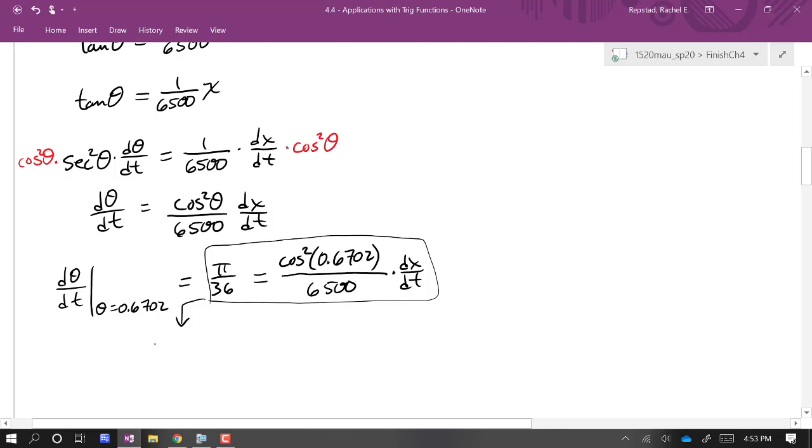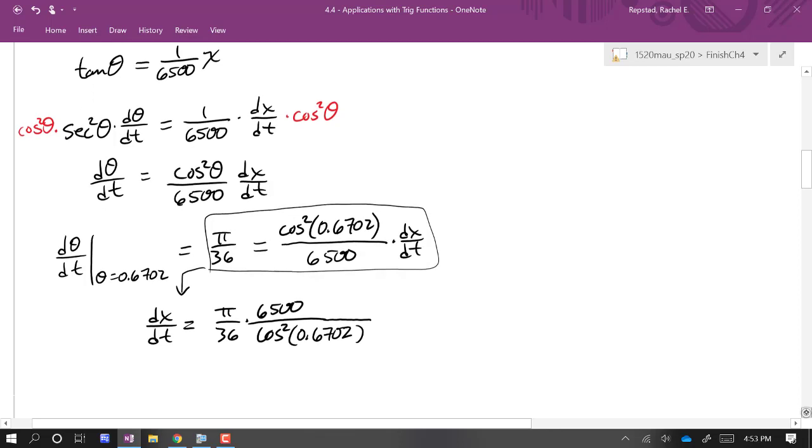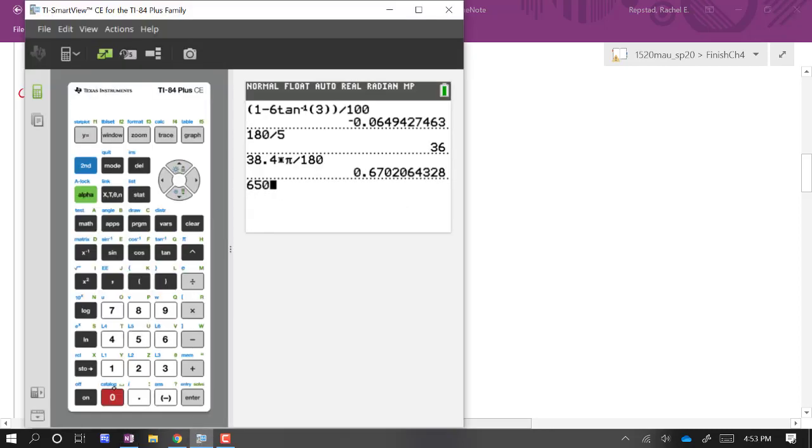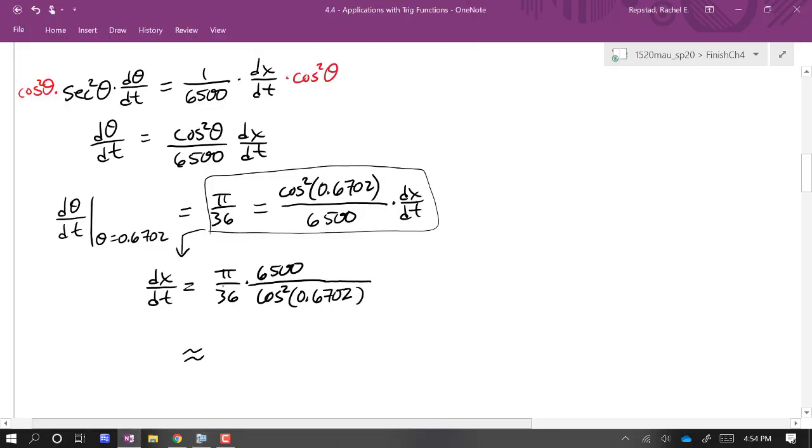So then dx dt is equal to pi over 36 times 6,500 over cosine squared 0.6702. And let's see what we get. So 6,500 pi up top divided by, now I've got my denominators, 36 times cosine squared.